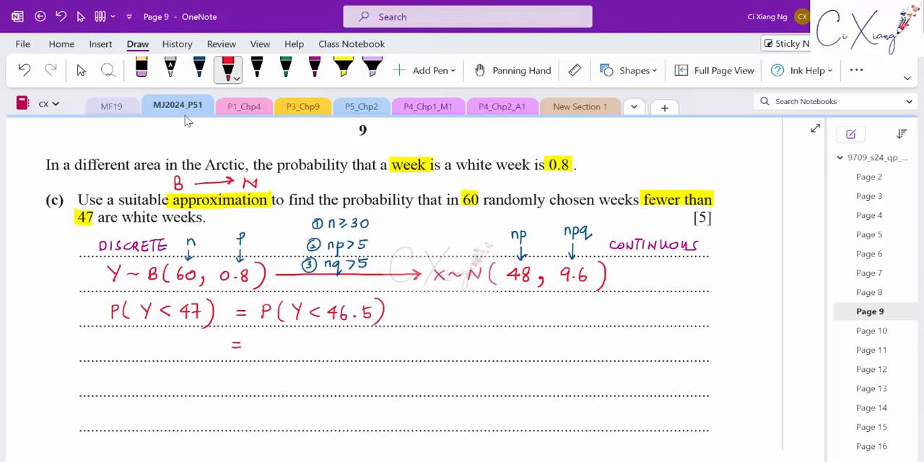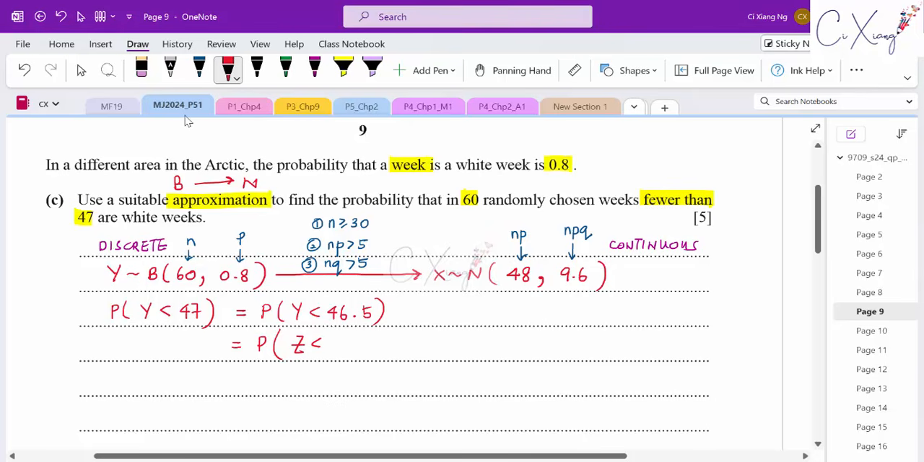Now I have applied continuity correction in this step. After that, I have to standardize it to Z. Why? Because this is normal distribution, and to calculate the probability, you have to use the normal table. So it is a must for you to standardize it first. How should I standardize the value of Z? You take the x value minus the mean, which is minus 48, divided by the standard deviation, square root of 9.6.